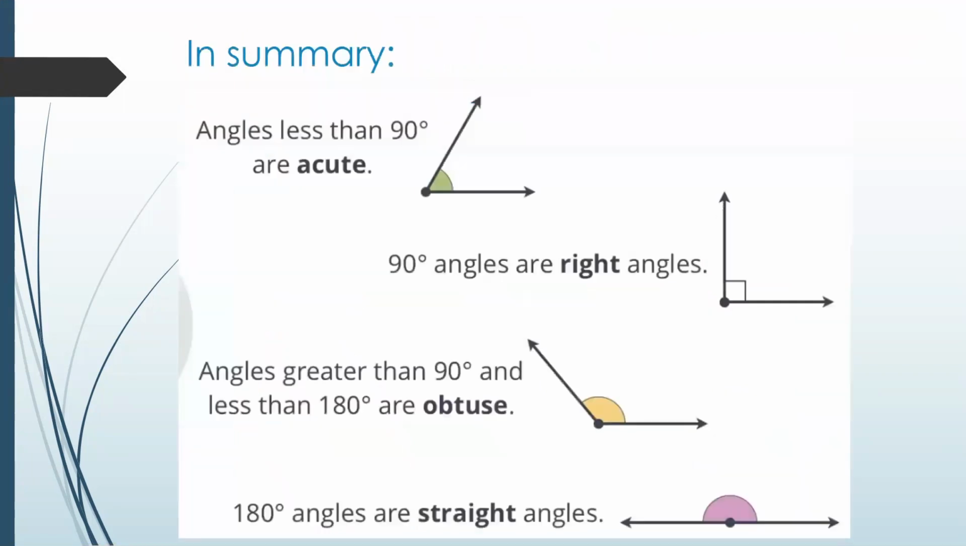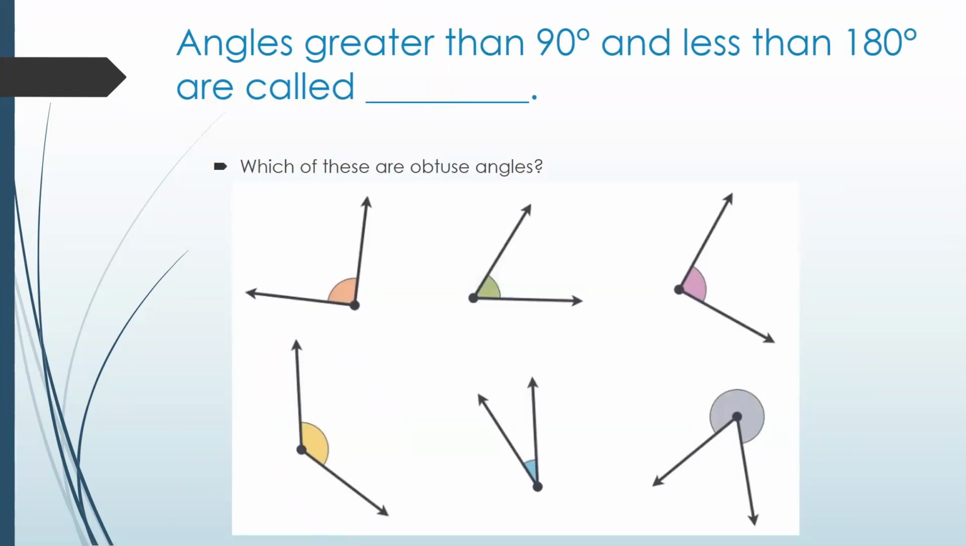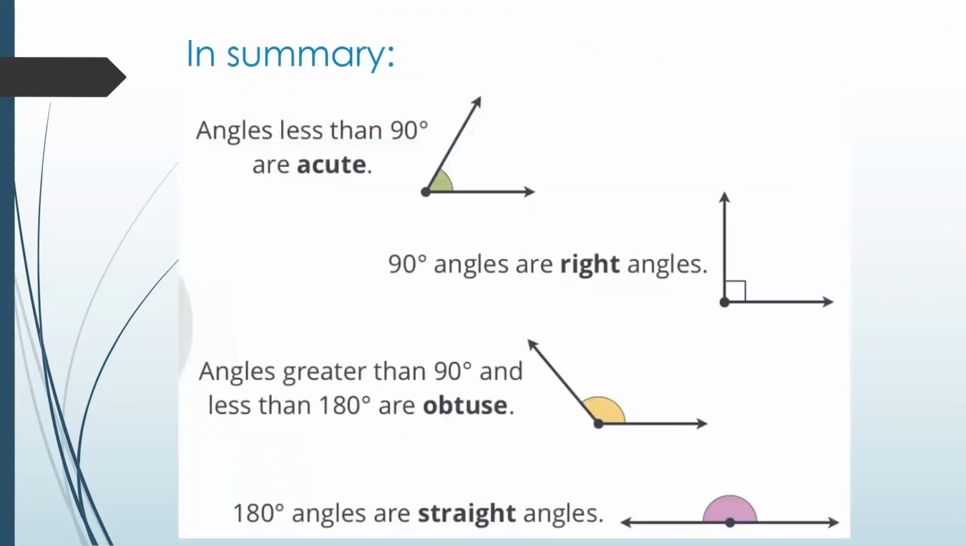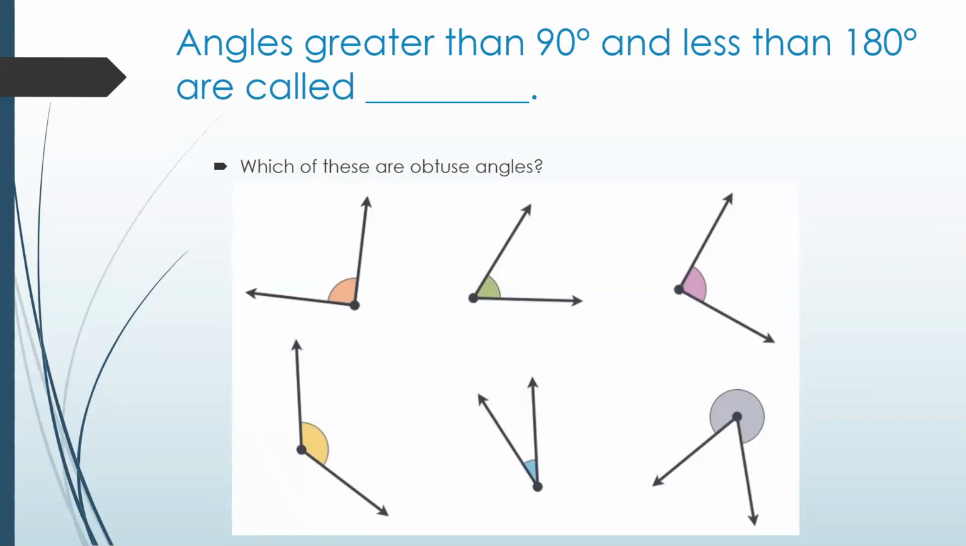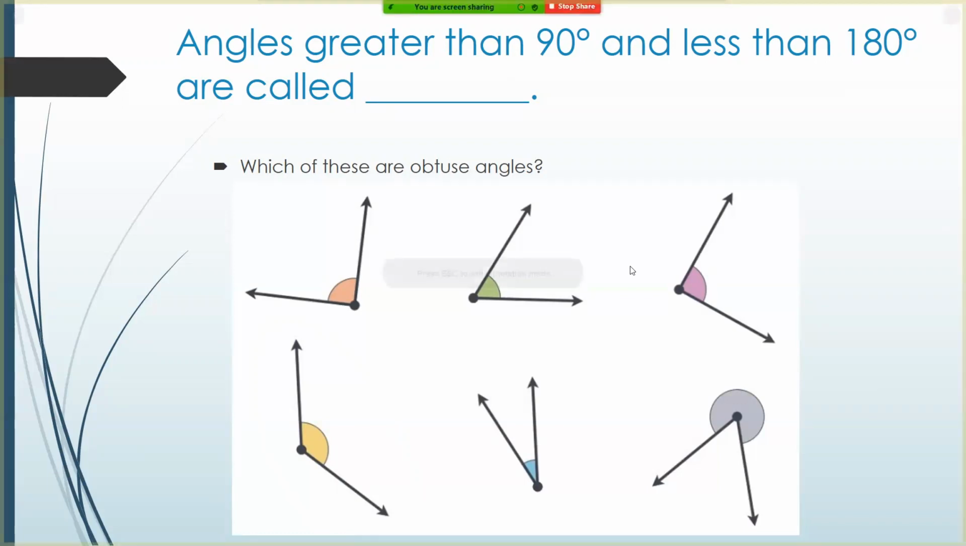Thought obtuse was everything over. So obtuse is anything over 90, but less than 180. So here's my 90-degree angle. It has to be anywhere between here and here. So anything between 90 and 180. So anything that falls in this area in here.